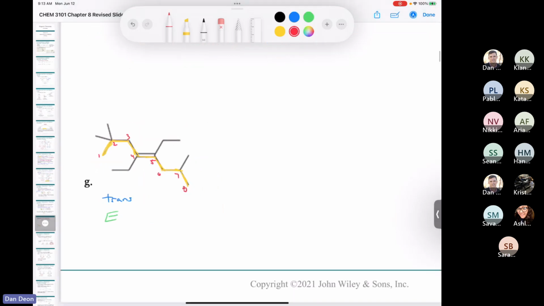Let's make a list here. There's so many groups. So this is some kind of 4-octene. Then we've got a 2,2,7 trimethyl. So 2,2,7 trimethyl. What else do we have on here? We've got a 4,5 diethyl. So 4,5 diethyl. And I think that's everything.